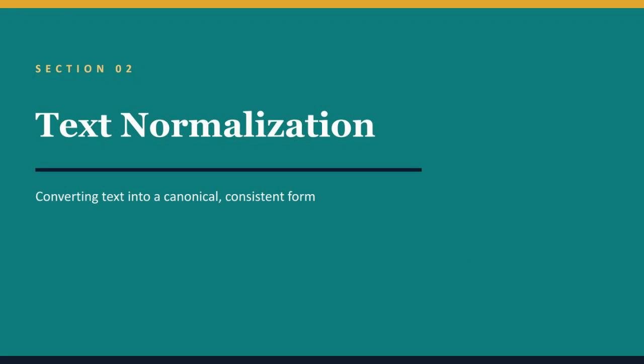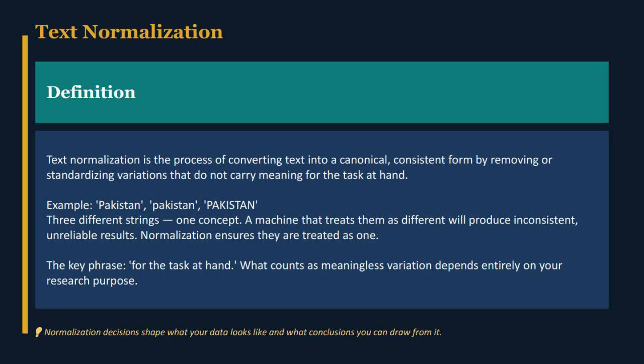Now we should discuss text normalization. This is another important part of this lecture. After tokenization, the next step in most NLP pipelines is text normalization. And the central point here is simple. Normalization means converting text into a standard, consistent form, removing or correcting variation that does not carry meaning, but that would cause a machine to treat essentially identical things as different.